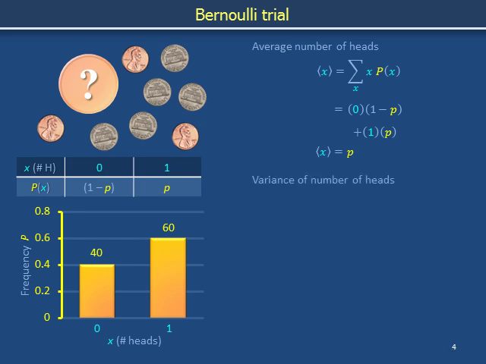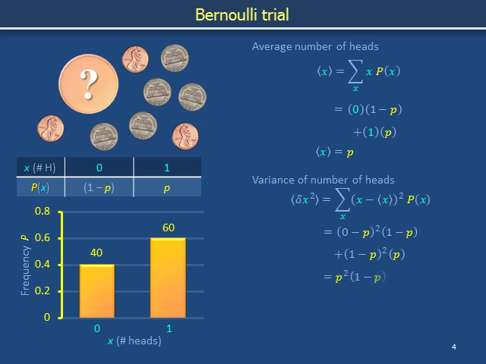What is the variance of the number of heads for individual tosses? Using the definition from the previous slide deck, we take a weighted sum of the square of the deviation of x from its average value. When the outcome is x equals 0 heads, the squared deviation is the square of 0 minus p. This occurs 1 minus p of the time. When the outcome is x equals 1 heads, the squared deviation is the square of 1 minus p, and this outcome occurs p of the time.